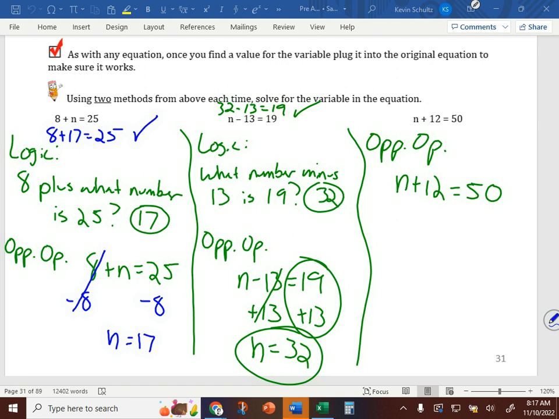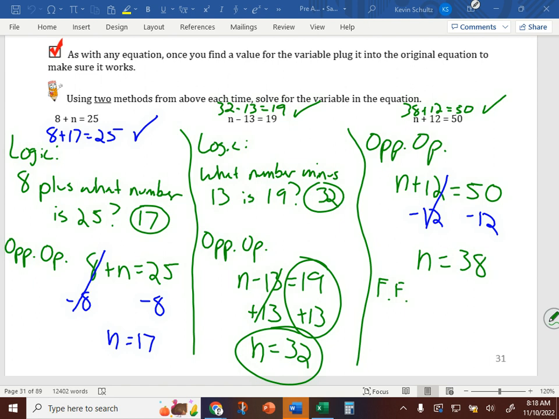You want to get n by itself. What's going to be required to do that? Raise your hand when you have an answer. Peyton? Subtraction. Yes. Subtract 12 from both sides, right? Because 12 minus 12 equals 0. We've canceled that out. n is now by itself. And 50 minus 12 equals 38. Prove it to me. 38 plus 12, plugging that back in, equals 50. Checked it.